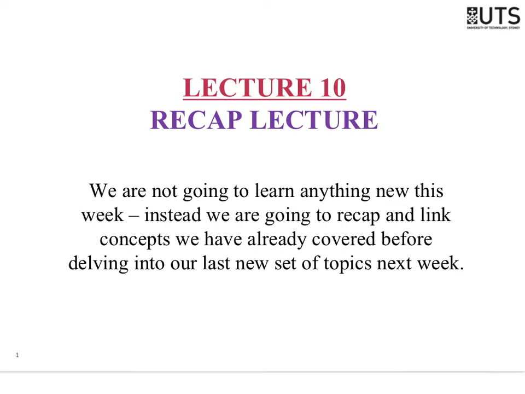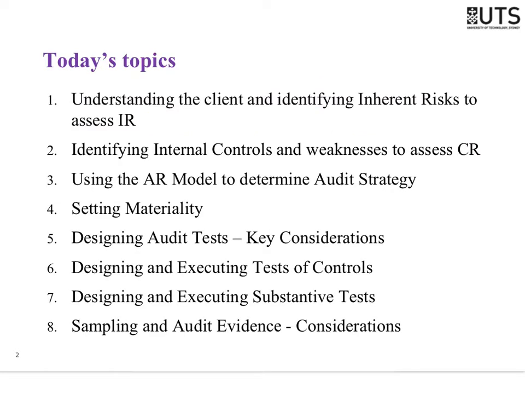So what are we going through today? All right, well, we're going to go back over inherent risks. And we're going to do a bit of an activity to see whether you're able to identify some inherent risks. We're going to look into internal controls again and ways that we are able to identify weaknesses in controls. We'll look at the audit risk model and how we use that to determine the audit strategy or the audit approach we're going to take.